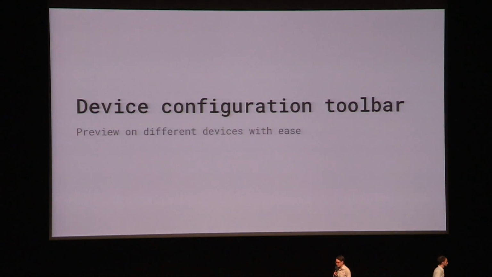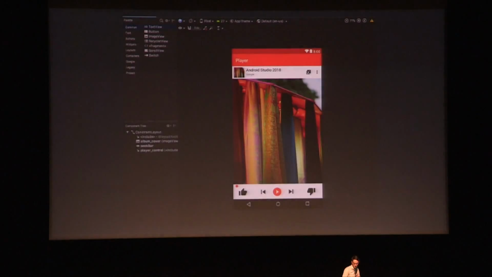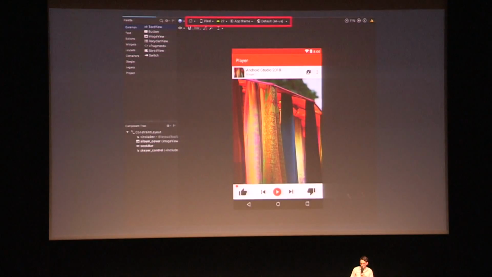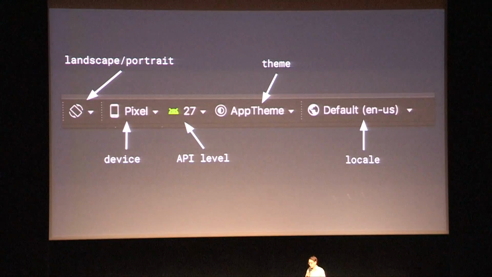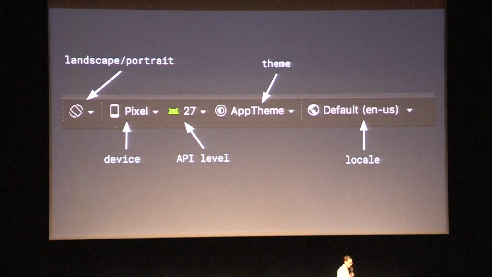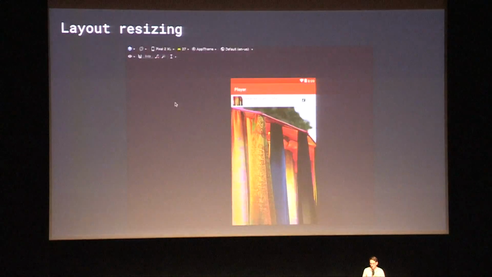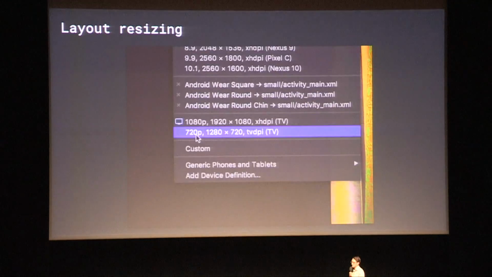Yes, so very briefly, the last thing I wanted to mention is the device configuration toolbar, and by that I mean this thing at the top of your layout editor. And that allows you to do various things like switching from landscape to portrait, changing the device API level, a couple of things that you would usually expect from your device. Two things I want to mention very briefly.